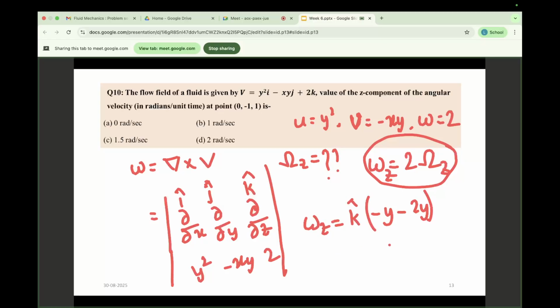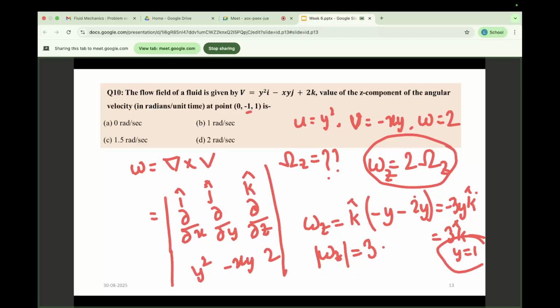Okay, so this is the, yes. So if I only find this vector term, no need to minus 3y k cap, right? So what is the y value here? Y value is minus 1. So if I put, it should be 3 k, right? Why? Because y is 1. So if I find out its magnitude, it is 3.